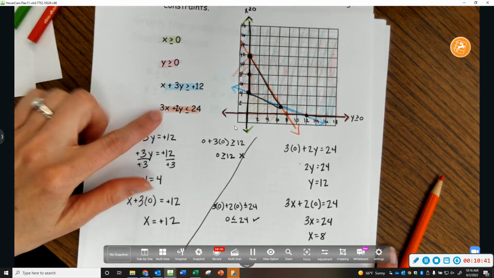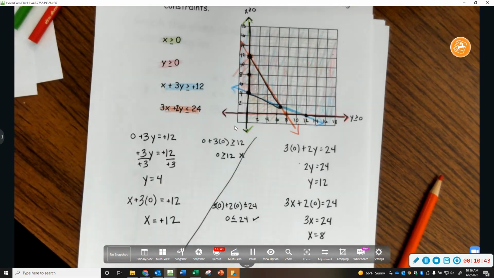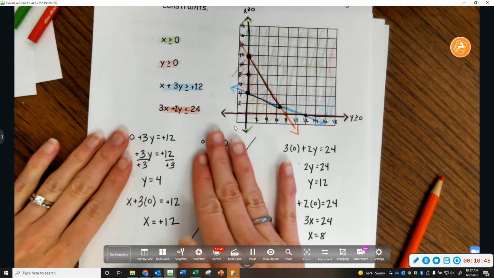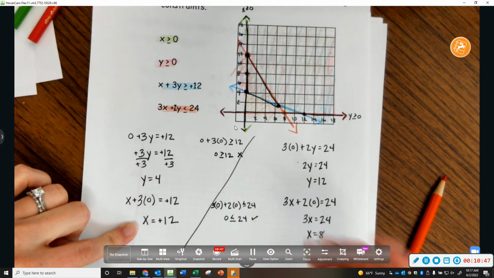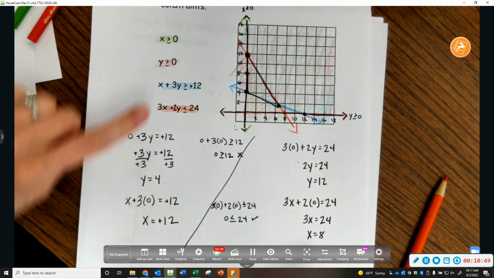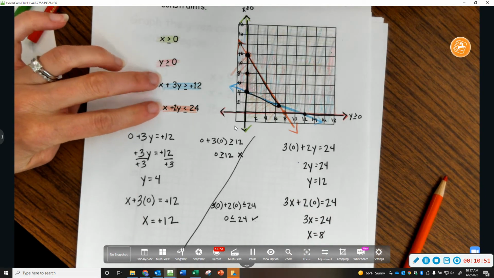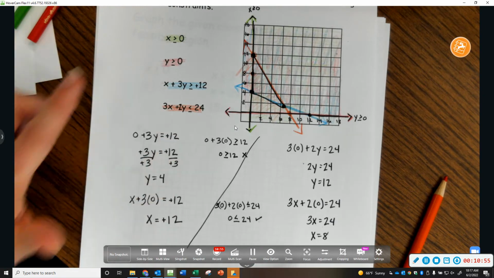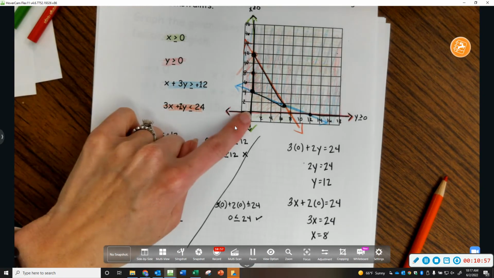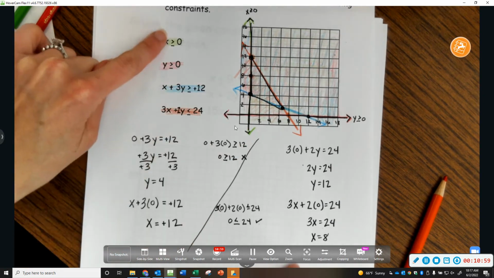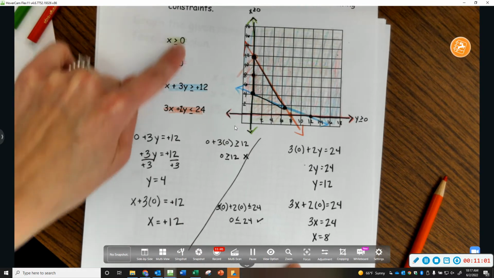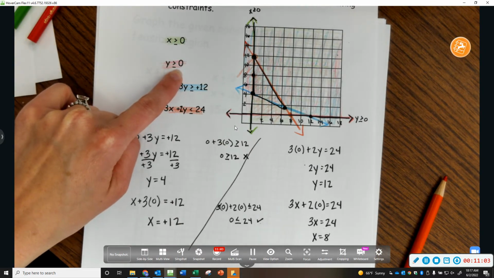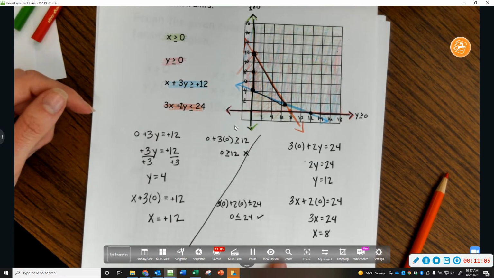Here's my constraints. I first need to graph those lines. So this right here is just finding your x and y intercepts. Okay? When you are given absolute value, I pick a test point. I try to pick 0, 0. I couldn't pick 0, 0 because 0 was on the line. You have to pick a point that's not on the line.